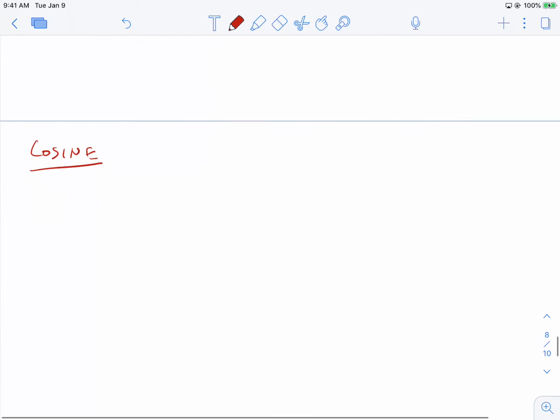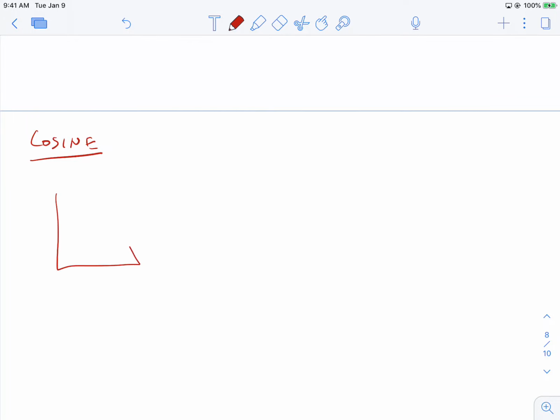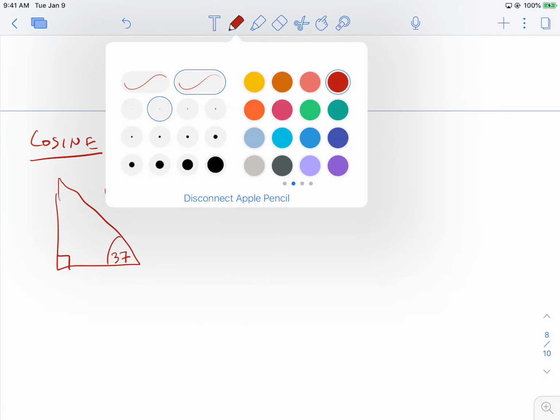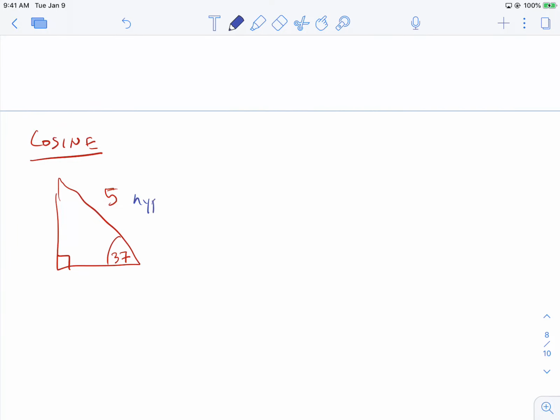cosine. So cosine, if we have a right angled triangle like so, we can use that to solve for it. So if here's my angle and my angle is 37 and my side is this, I can use cosine to help me figure out some of the other missing sides. So let's go ahead and label our triangle. We have our hypotenuse, we have my adjacent, and we have the opposite here.